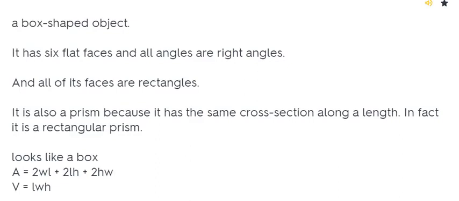Cuboid. A box-shaped object. It has 6 flat faces, and all angles are right angles, and all of its faces are rectangles. It is also a prism because it has the same cross-section along a length. In fact, it is a rectangular prism. Looks like a box. Surface area equals 2WL plus 2LH plus 2HW. Volume equals LWH.